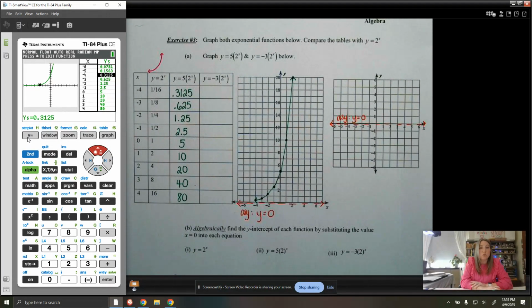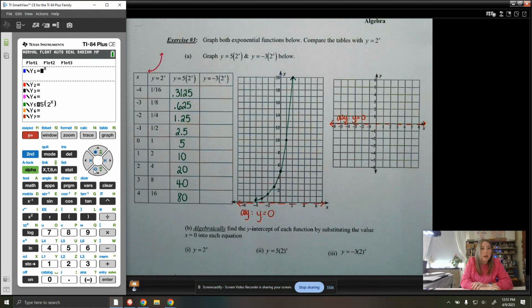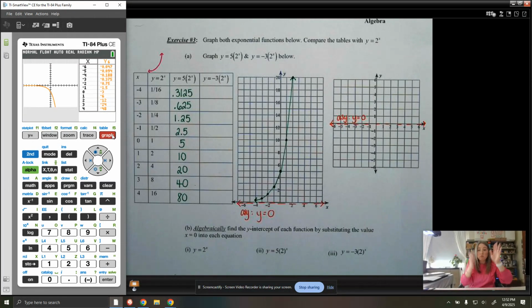And so if I press y equals, and you know what, this time I'm going to delete this, but I'm going to arrow down to y6 so I have a nice colorful one. In y6, I want to type negative 3, and then it's 2 raised to the x power. Arrow right out of your exponent and then drop your end parenthesis in order to see this. And now, this time, actually, let's press graph.